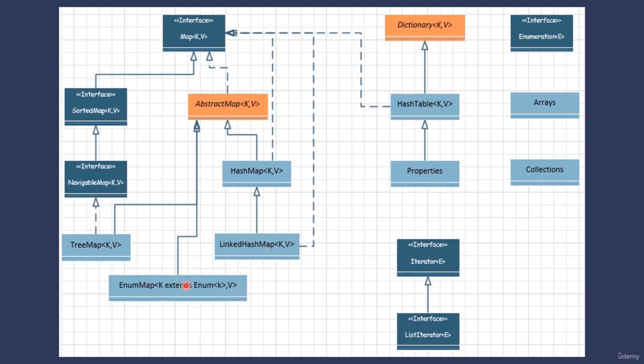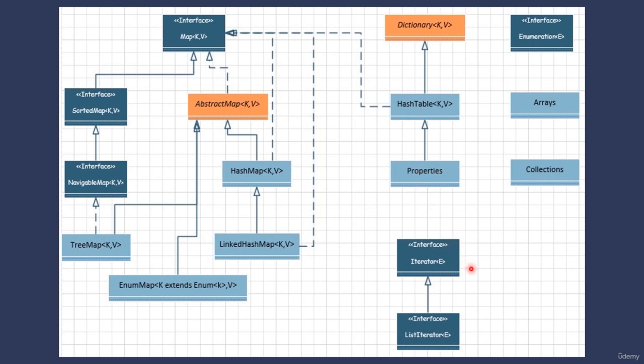We are not going to discuss this now because we are going to see the most important properties and things that you are going to use, like tree map and hash map. This is the map. We also have in the hierarchy a dictionary, which is hash table, and properties. This will be discussed later on.